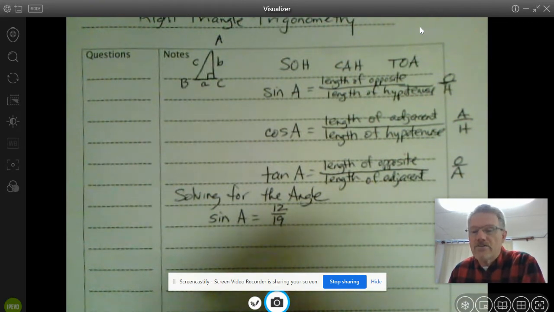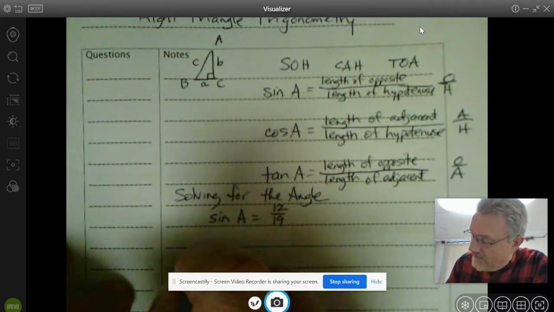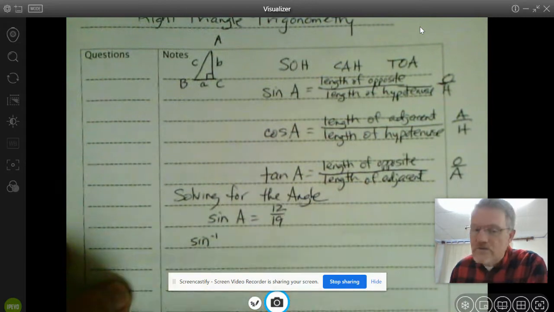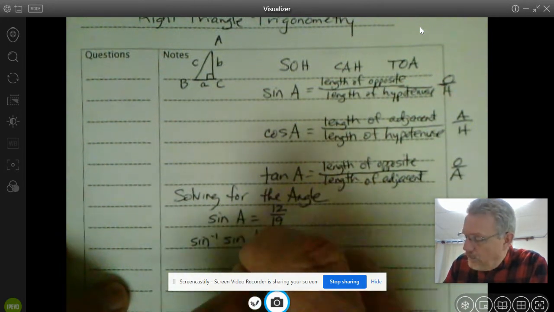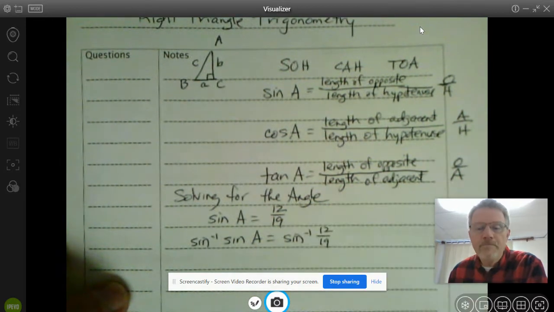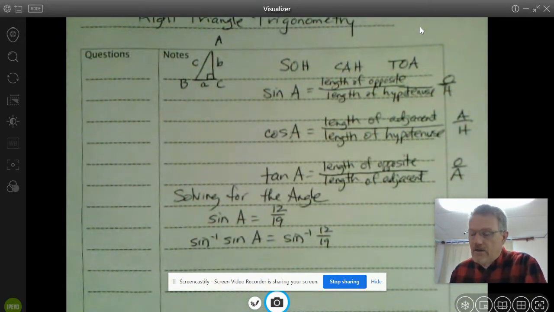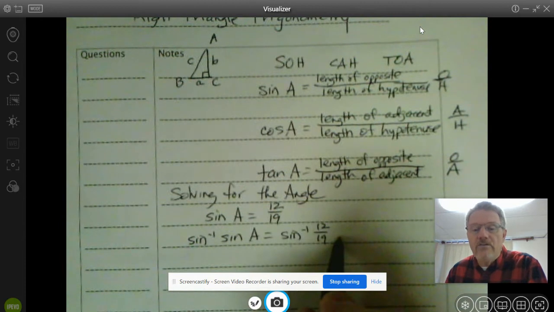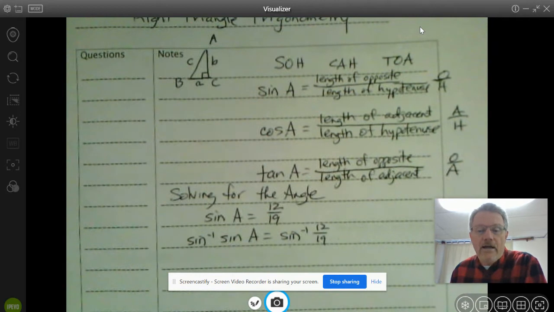So what I'm going to do, the only way to separate sine from A, from the angle, is to apply the inverse of sine. The inverse of sine is called arcsine, and it's written sine to the negative 1. So I apply that to both sides, and all it means is to write that in front of both sides. Now, it's really important, the order here. You can't put arcsine to the right of the 12 over 19 because it's become an entity when I apply that to both sides.